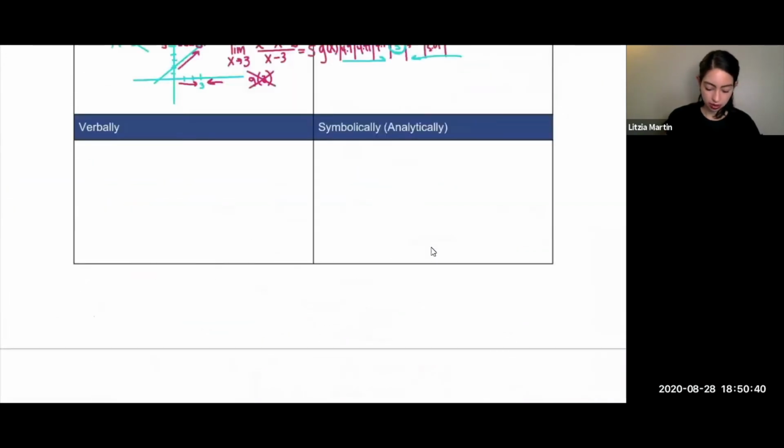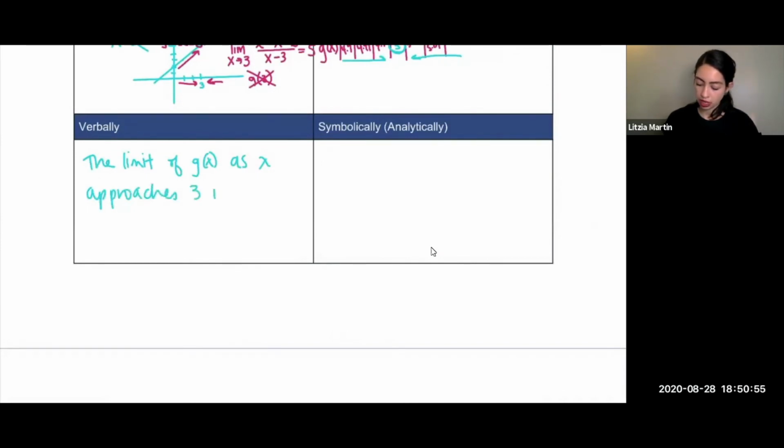The limit of g of x as x approaches 3 is 5. So that's how we would read that.